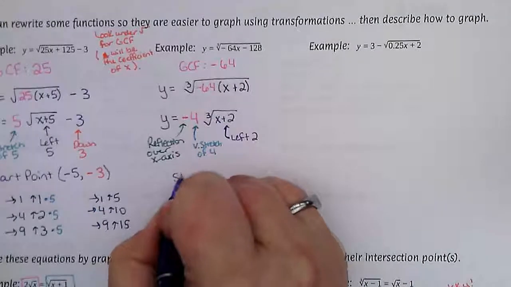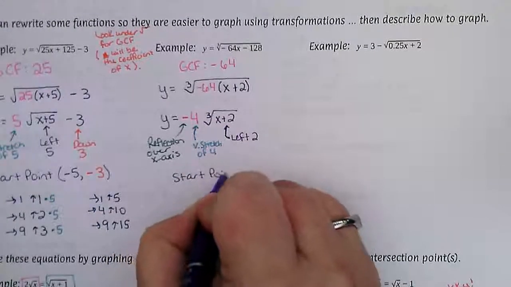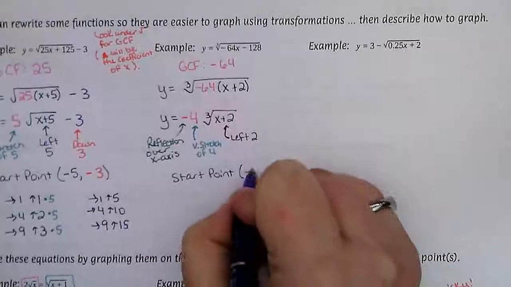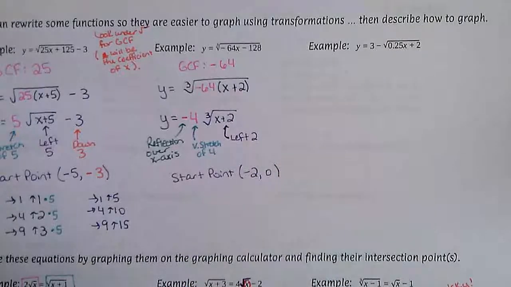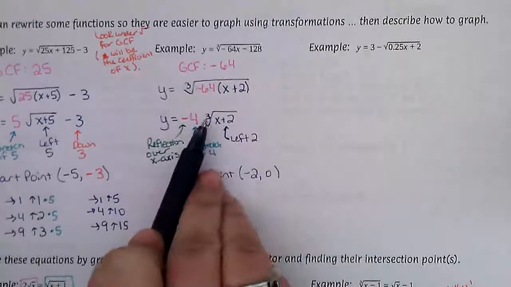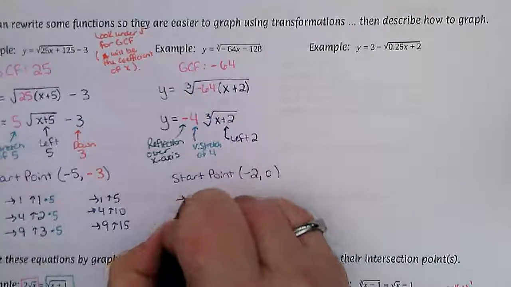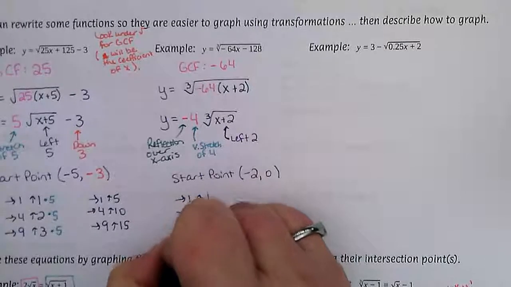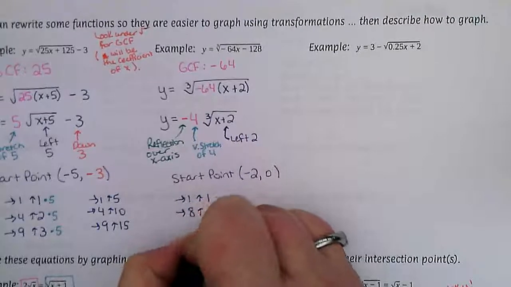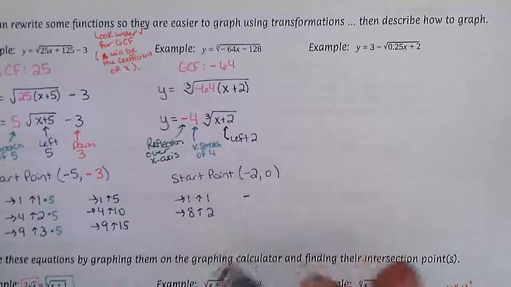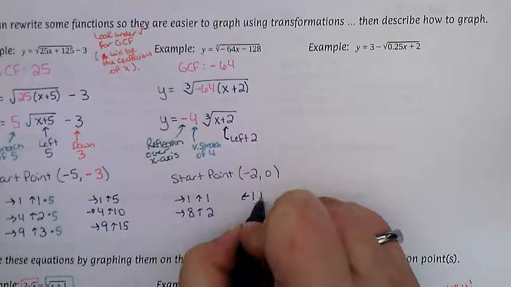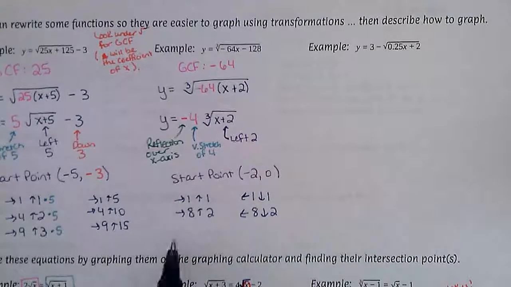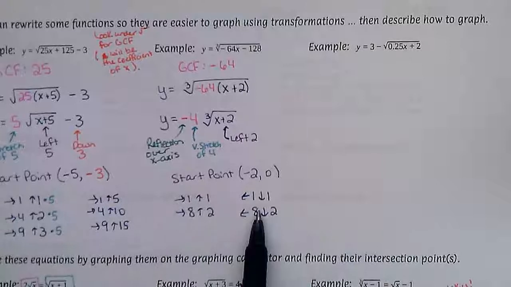So remember, when we graph these, first thing we do is do our start point. So start point is at 0, 0 normally, but if I've gone left 2, it's at negative 2, 0. Now this is cube root, because of that 3 in the index. So I go right 1, up 1, right 8, up 2, and then I go, well, that's fine, left 1, down 1, left 8, down 2. So with cube root, you have right and up and left and down.